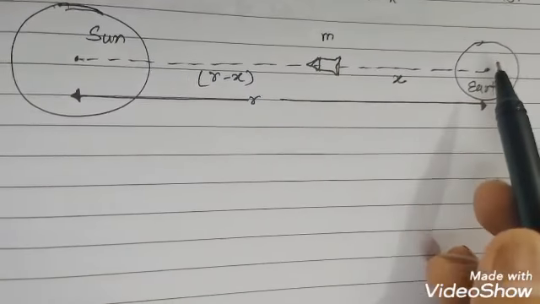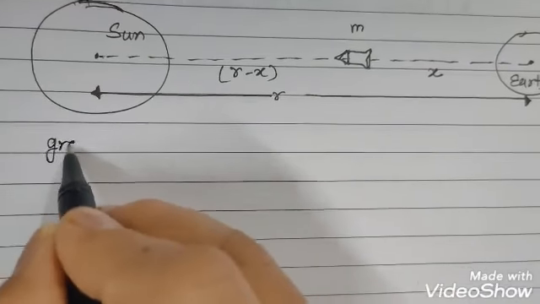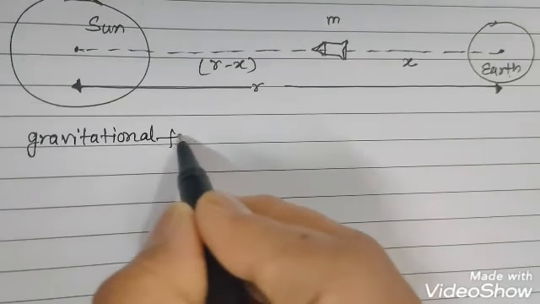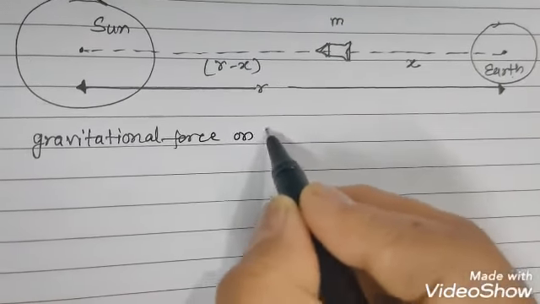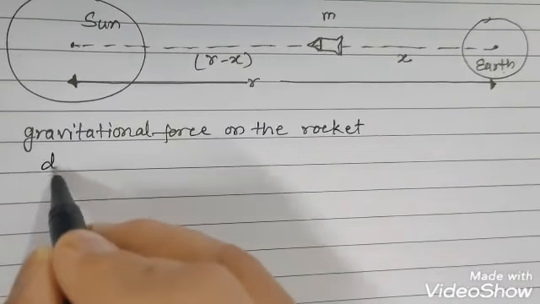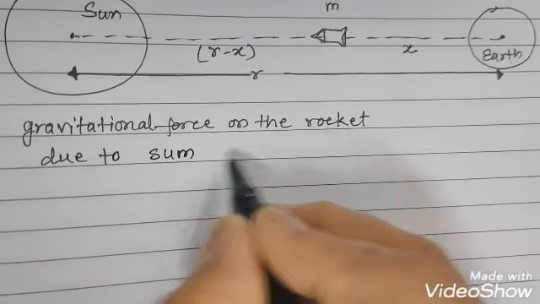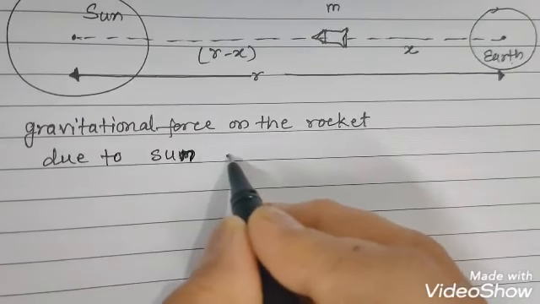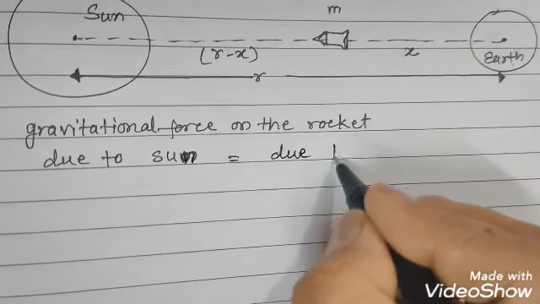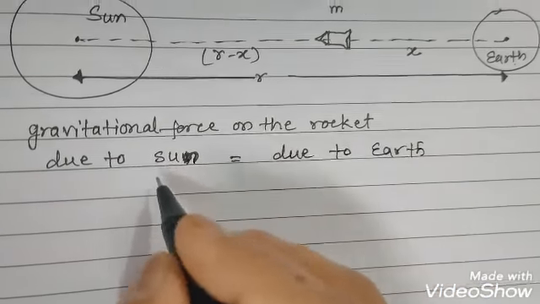Okay, so we'll write that the gravitational force on the rocket due to the sun must be equal to that due to the earth. And what would be the gravitational force due to the sun?